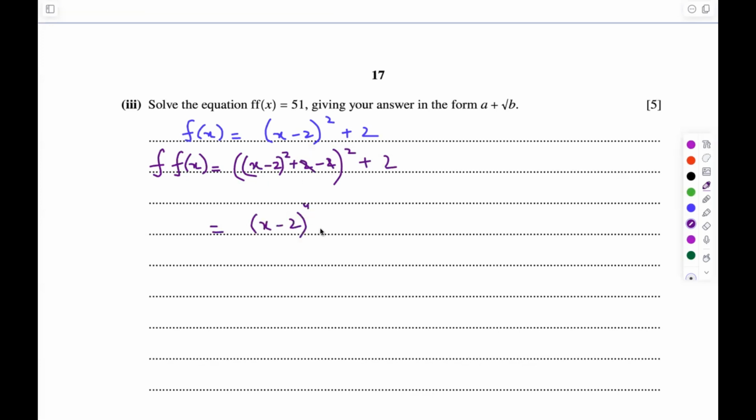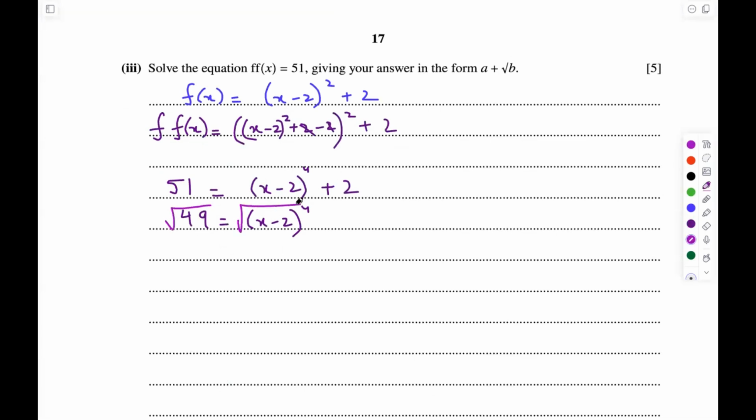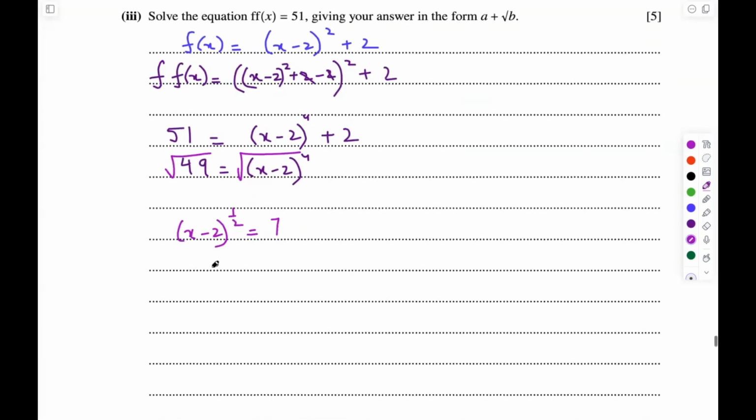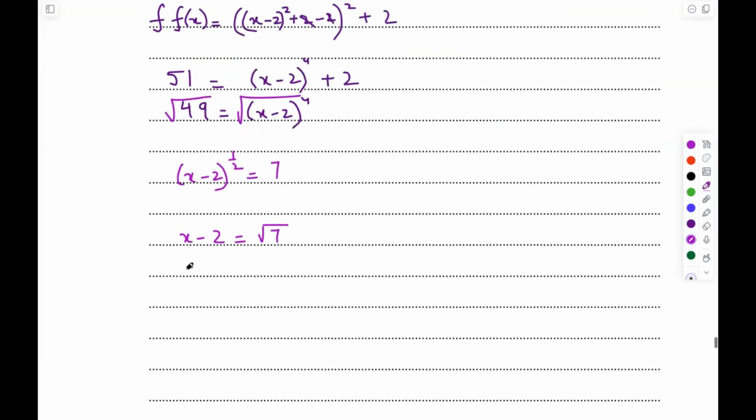So 2 and 2 will cancel out, and we'll get x minus 2 whole squared, and that is also whole squared, so that will become x minus 2 to the power 4 plus 2 equals 51. So taking 2 on the left hand side, that will become 49 equals x minus 2 to the power 4. So if we square root both the sides, this power 4 and this power root, which is 1 upon 2, we'll get x minus 2 to the power 2 equals 7. And now taking the square root of 7, we'll get x minus 2 equals square root of 7. So the x value will be square root of 7 plus 2.